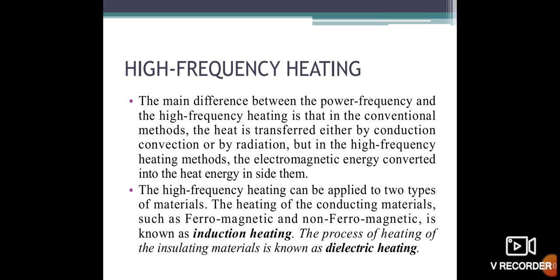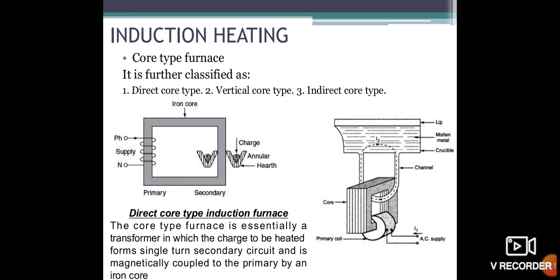So first of all, induction heating. The basic principle of induction heating is used for heating the charge. Charge means the material which you want to melt. The heat energy is transferred to the charge at an extremely rapid rate, much faster than other conventional methods. The classifications of induction heating are the direct core type, vertical core type, and indirect core type. First of all, the direct core type.